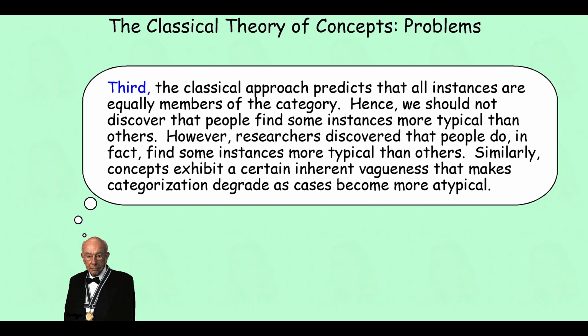Once you're in the category, there is no differentiation between one instance and another. They're all equally representative of the category. Hence, we should not discover that people find some instances more typical than other instances of a given category. However, researchers discovered that people do, in fact, find some instances more typical than others for a wide variety of concepts. Similarly, concepts exhibit a certain inherent vagueness that makes categorization degrade as cases become more atypical. And none of these features of human categorization behavior are features that the classical theory of concepts is capable of easily predicting or explaining. Let's take a closer look at typicality then.